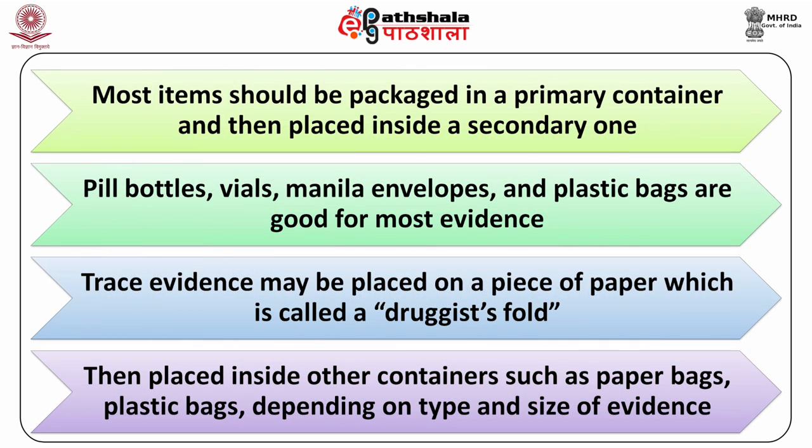Most items should be packaged in a primary container and then placed inside a secondary one. Pill bottles, vials, manila envelopes and plastic bags are good for most evidence. Trace evidence may be placed on a piece of paper which is then folded in a particular way called a druggist's fold. Next, these are placed inside other containers such as paper bags, plastic bags, canisters, packets or envelopes depending on the type and size of the evidence.